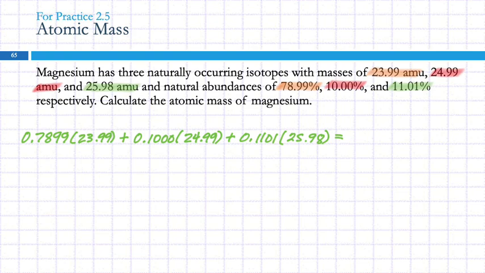And then on your calculator, you can just do this. You don't need those parentheses. 0.7899 times 23.99 plus 0.1 times 24.99 plus 0.1101 times 25.98.